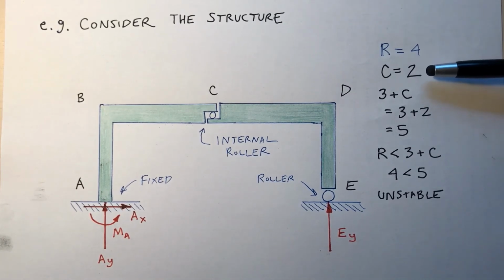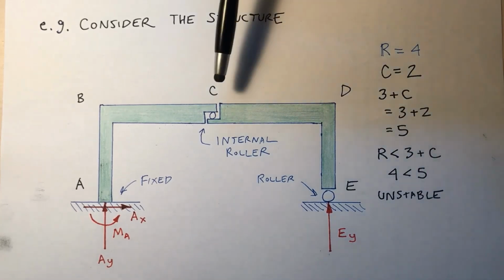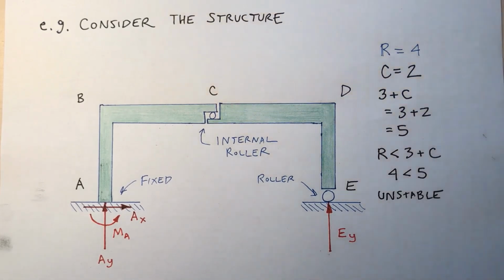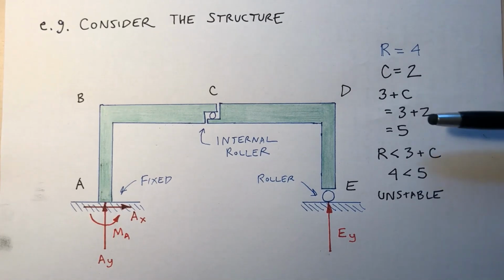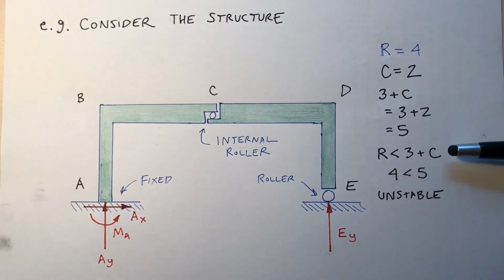Why is it 2? For an internal roller, you've got 2 internal restraints that are released. You're releasing, in this case, in the x direction, and you're also releasing an internal moment at point C. So that's why C in this case is 2, and then 3 plus C is 5. In this case, R is less than 3 plus C, meaning that this is an unstable structure.